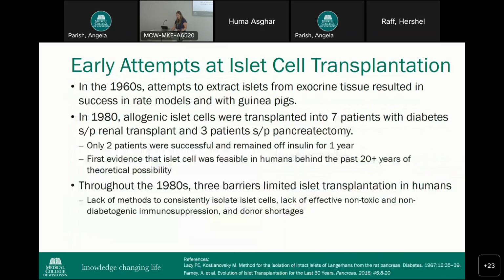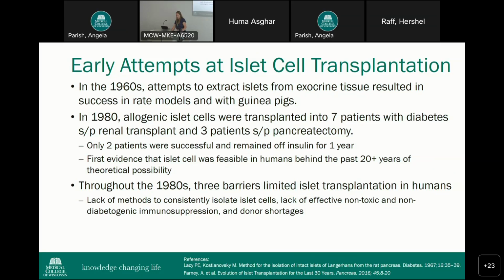Our early attempts began in the 1960s to try to extract islet cells from tissue. There was some initial success with rats and guinea pigs, and then in 1980 the first human transplants were performed, with 7 patients status post renal transplant and 3 patients status post pancreatectomy. Only 2 out of these 10 patients were successful and remained off insulin for 1 year. Kind of disappointing outcomes, but it was the first ever proof of the theory that islet cell transplantation could work in humans.